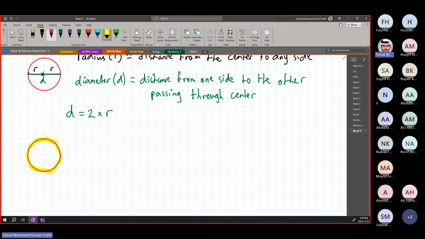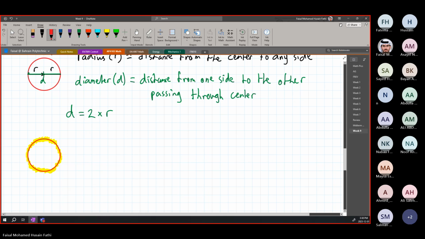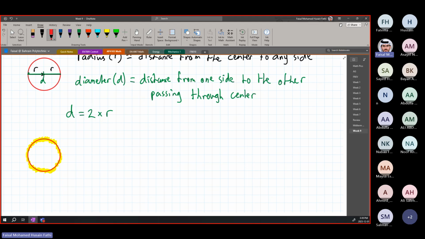So imagine you are cutting the circle at any point. Imagine you have a string, and you are wrapping it around the circle, and then you cut this string and you just make a straight line out of it. So let's say you cut it here and you pulled it apart and made a straight line. This straight line, the size of the straight line, is your perimeter.